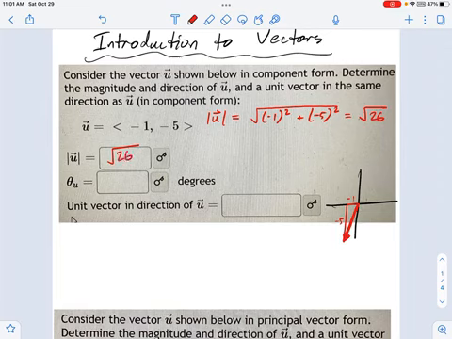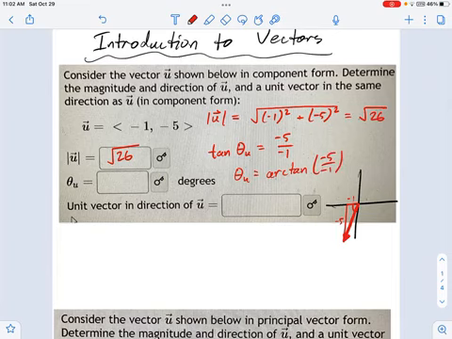Now, for the direction of this thing, we can figure that out too, also using what we remember from SOHCAHTOA. If you remember this little angle right here in our discussion of the coordinate plane, I could say an equation like this. I could say the tangent of that little angle, which I'm calling theta u, equals opposite -5 over adjacent -1. So that means theta u equals the arctan, or the inverse tangent of -5 over -1.